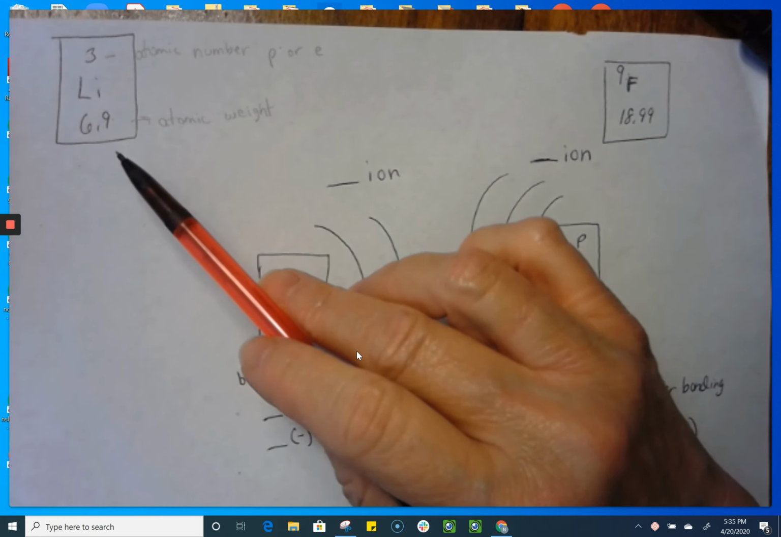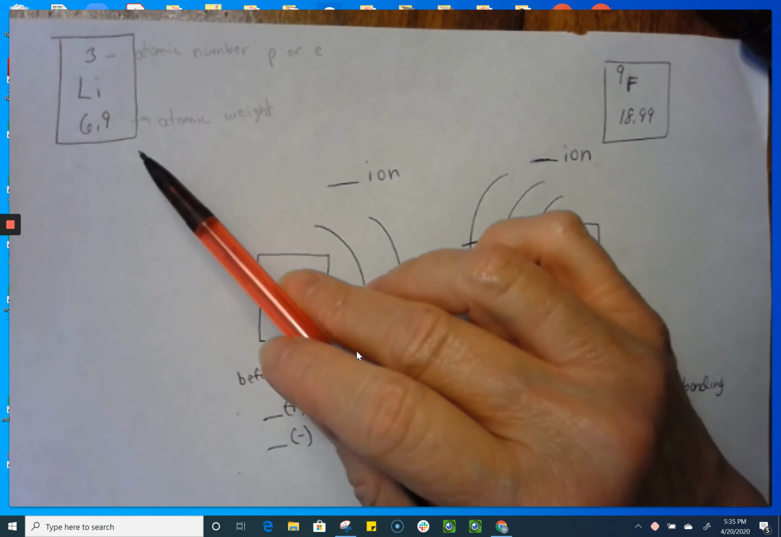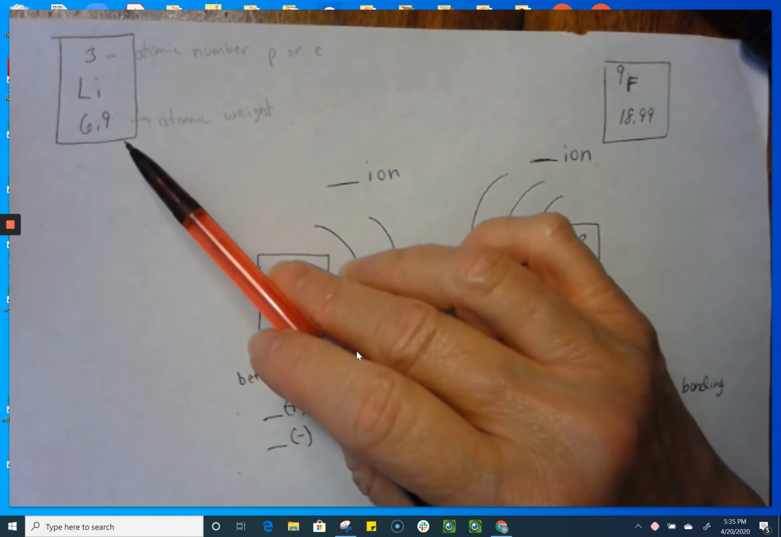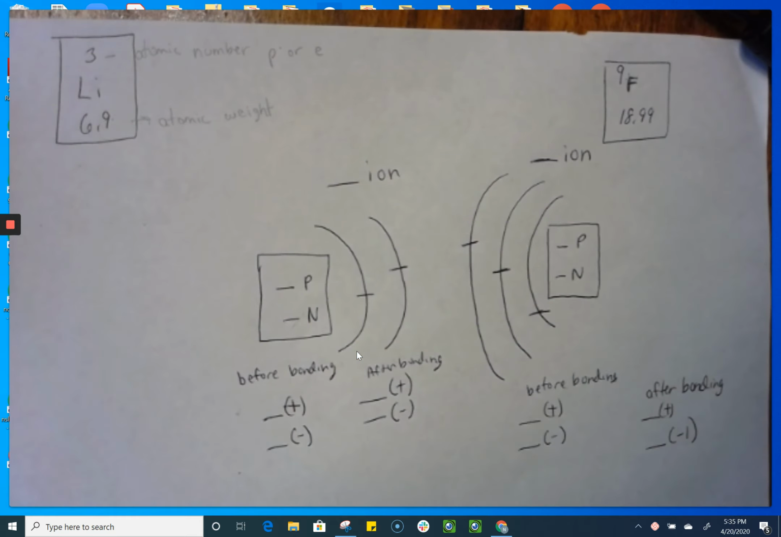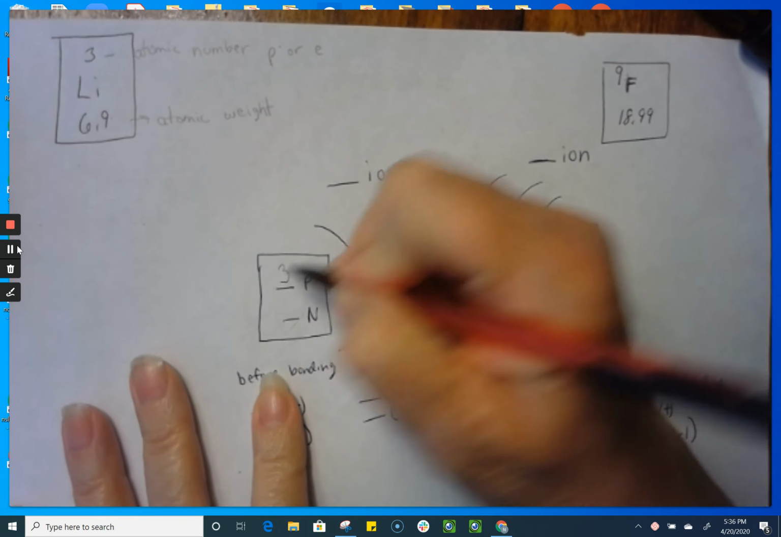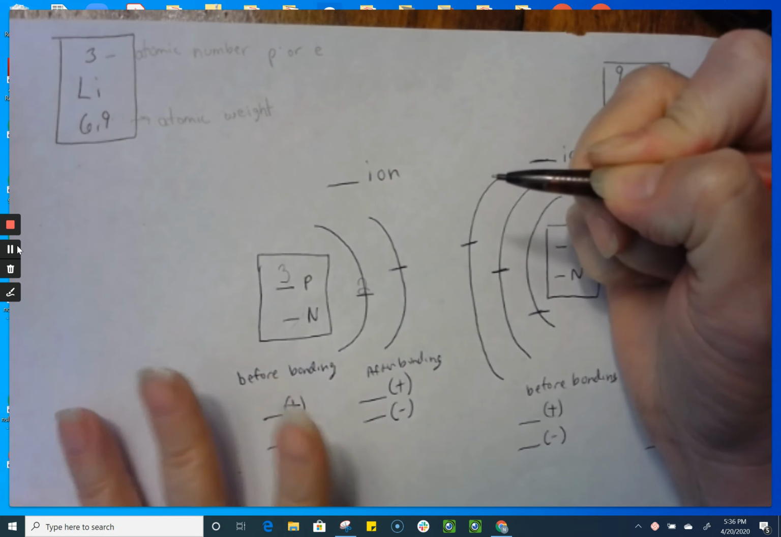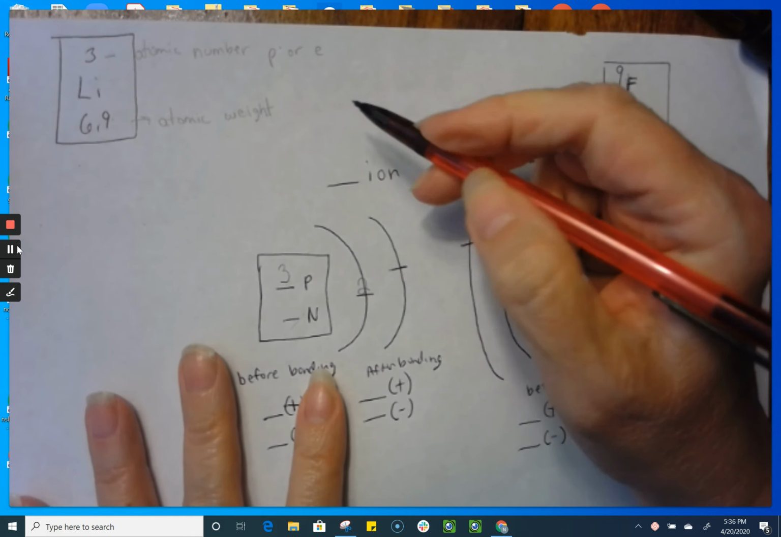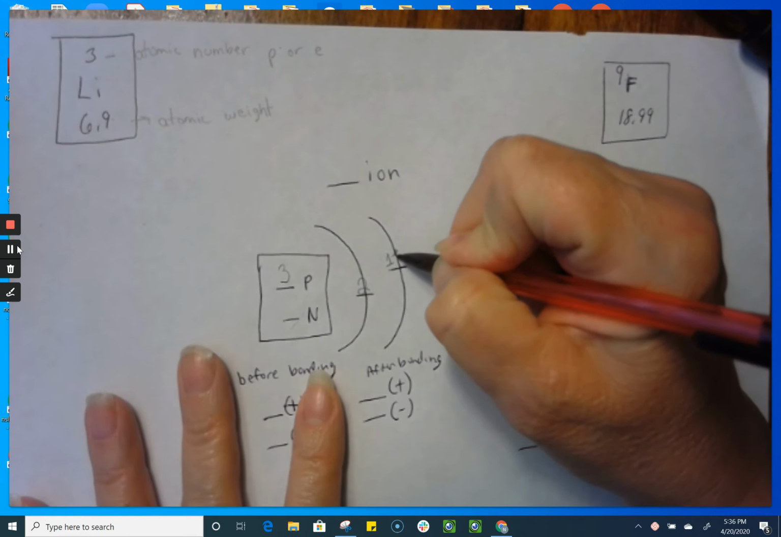Remember that when you round, if it's 6.4 or below, then it goes to 6. If the number behind the decimal is 5 or higher, then you round up to the next whole number, which would be 7. So for lithium, if this is the atomic number, this means that lithium will have 3 protons. We'll also have 3 electrons. Remember that you put 2 in the first energy level. It fills up the first energy level. And if you have 3 electrons to place, 2 goes here. That means that the third one goes out here.